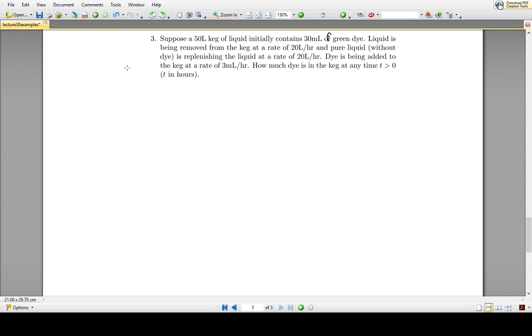So we have some container, and we know that there's some stuff going in. There's a rate going in, a rate going out. So if I let d be the amount of dye, what we know is the rate of change of the amount of dye is equal to the rate of dye going in minus the rate of dye going out. The rate of dye going in is pretty easy. We're adding 3 milliliters per hour, so the rate in is 0.003 liters, minus the rate going out.